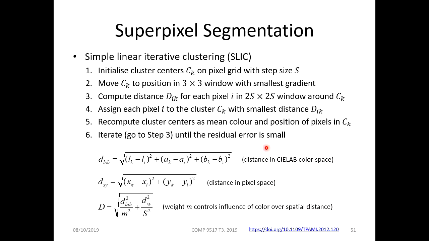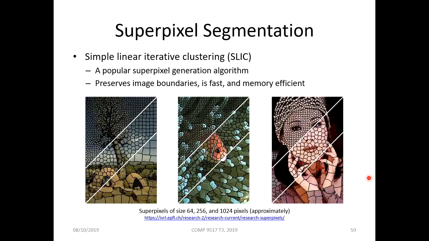So the Euclidean distance in the color space between the cluster center and the pixel, and also the spatial distance between the cluster center and the pixel position. And then you combine these two. Of course, these can have totally different ranges of values. So you need to introduce a parameter here that does a kind of normalization, or that controls the influence of color over spatial distance. But this is the algorithm that produced these images, okay?